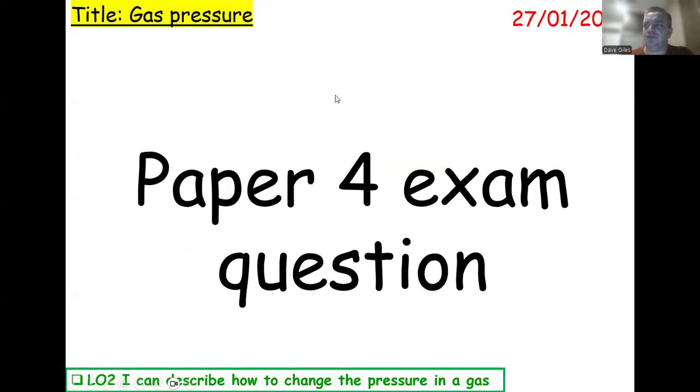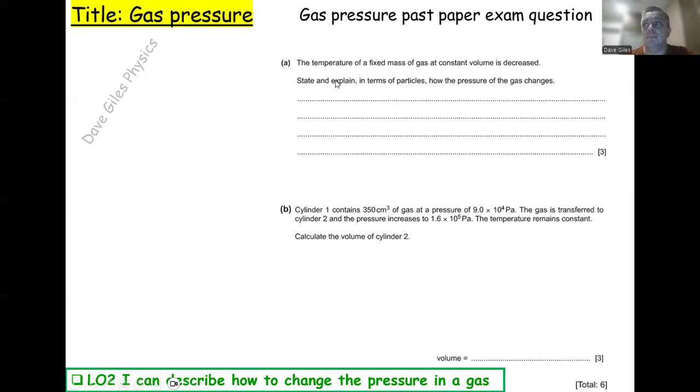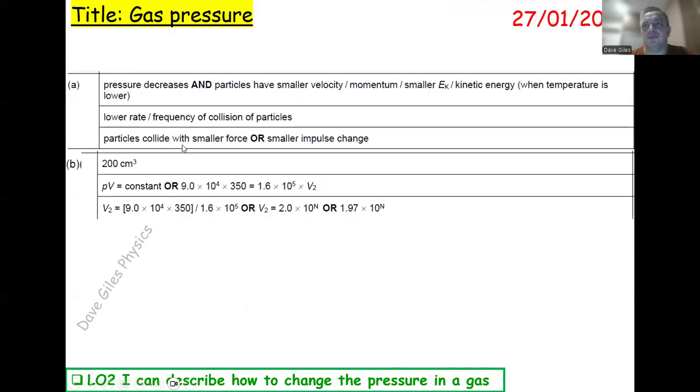Okay, last question. So this is a Cambridge paper 4 past paper question. I'm putting the question on here. I'll just give you a moment to read it yourself. Pause it. Okay, and now I'll put the mark scheme on. Just be clear, for the calculation, if you just put 200 centimeters cubed, you should get all 3 marks for that alone. So you get 1 mark for that. If you've got this here as your final answer, then you should get all 3 marks for that alone.